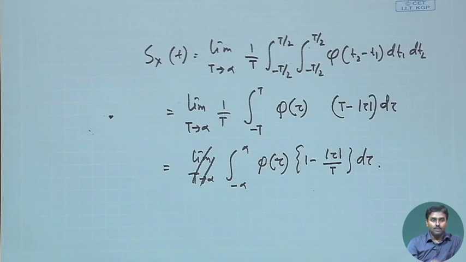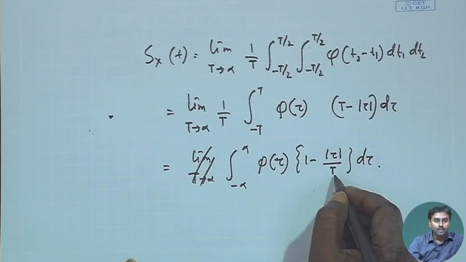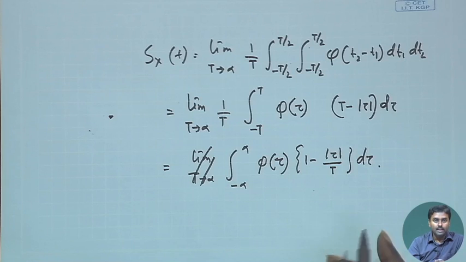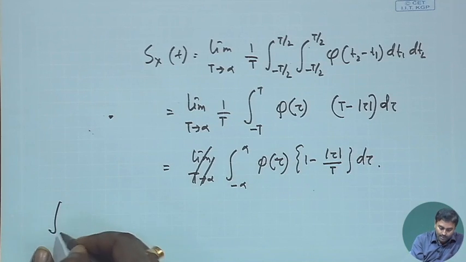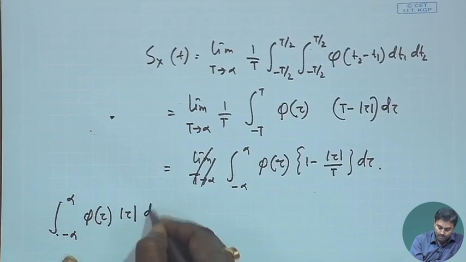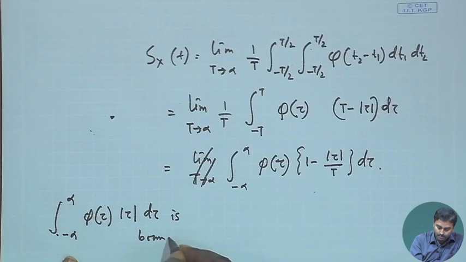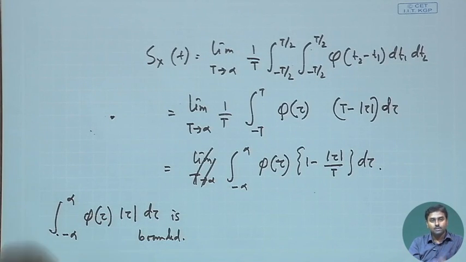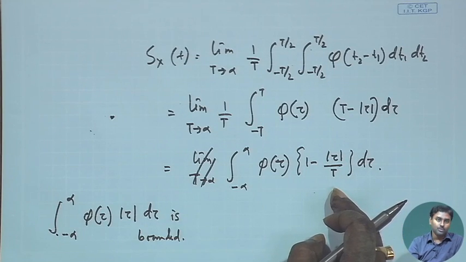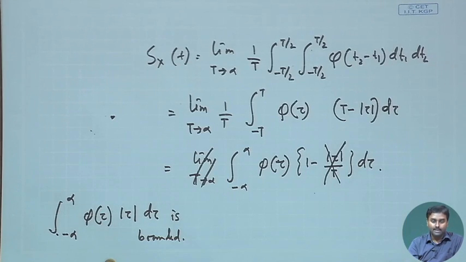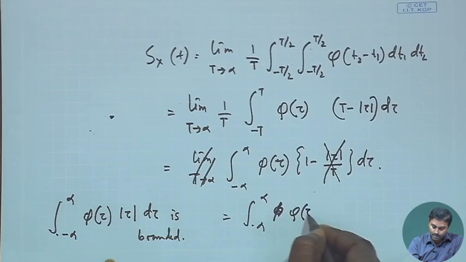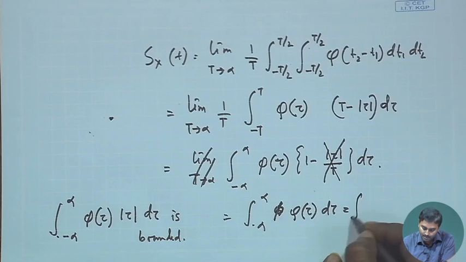Now, this is something where we have to specify that as t goes to infinity, this might be cancelled out, but we should be very careful about that. We have to say that as long as this particular integration of phi tau mod tau d tau is bounded, and most of the signals we will be considering will be bounded, then divided by t, as t tends to infinity, that goes to 0. So this term gets cancelled, and I will be left with the integral from minus infinity to plus infinity of phi tau d tau.